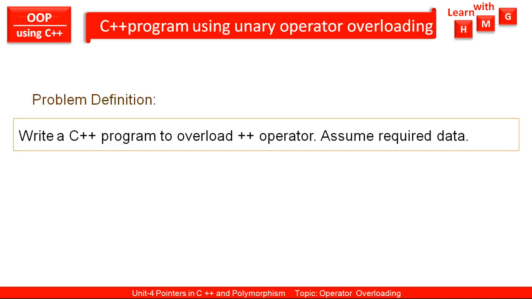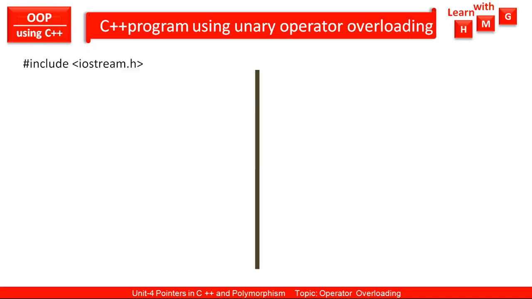Now let us understand with the help of an actual C++ program how to overload the unary operator. In this program we are going to write a C++ program to overload ++, that is the increment operator, and for that we have to assume required data. So first of all include the header file iostream.h. Let us have a class named set. In the private section the data members are two integers, let us say no1 and no2, and the ++ operator will operate on these two data members no1 and no2.